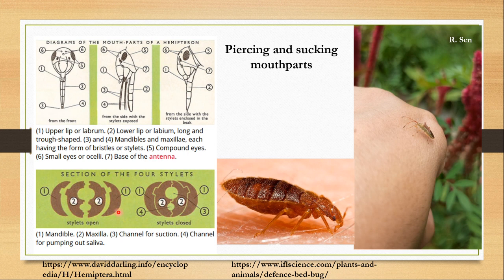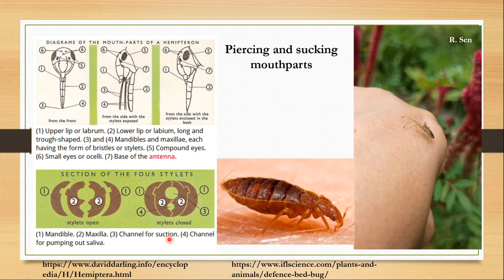When the beak is ready to pierce, they come together and join as a lock and key model. Here you can see that as they join each other, a channel is formed. Actually, two channels are formed. The first channel is for suction. Number 3 represents the channel for suction, and number 4 represents the channel for pumping out saliva.